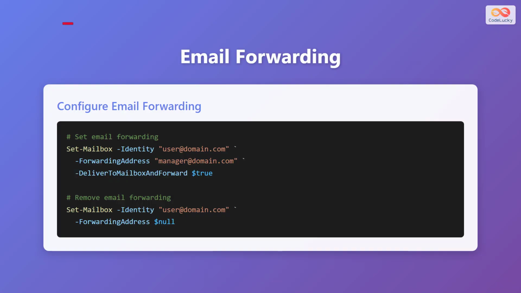Email forwarding automatically redirects incoming messages from one mailbox to another. To configure email forwarding, use the Set-Mailbox cmdlet with the Identity parameter specifying the source mailbox. The ForwardingAddress parameter defines where emails should be forwarded to, such as manager@domain.com. The DeliverToMailboxAndForward parameter, when set to true, keeps a copy of the message in the original mailbox while also forwarding it. This is useful for employees who are out of office or when managers need to monitor team communications. To remove forwarding, run the Set-Mailbox command again with the ForwardingAddress parameter set to null.